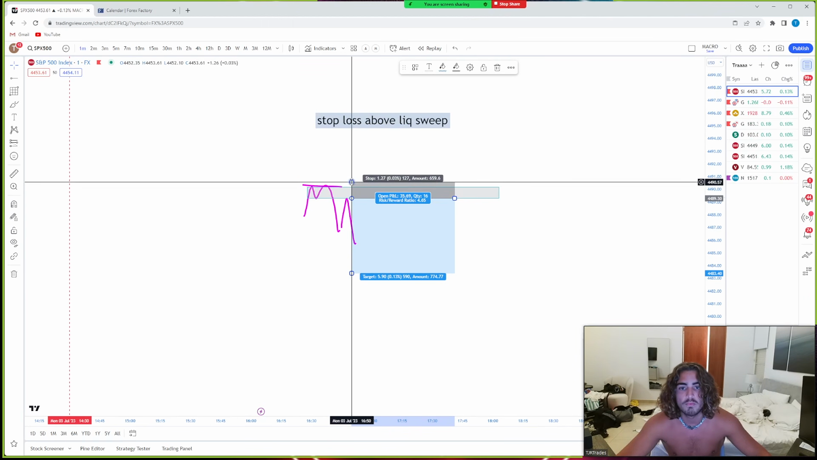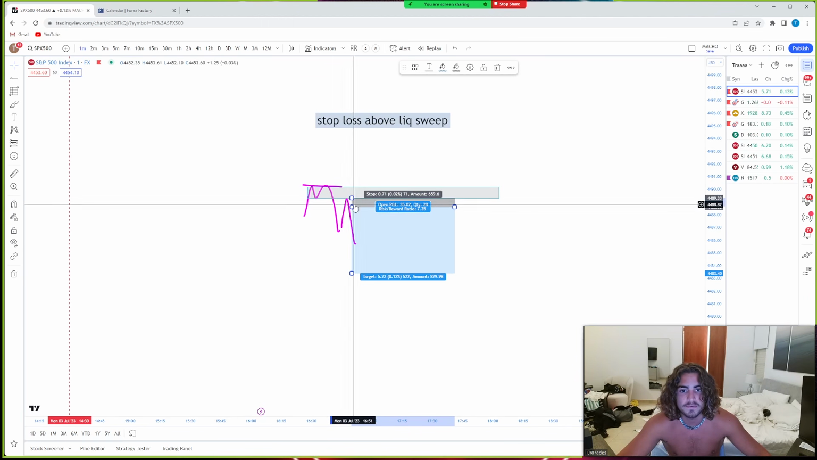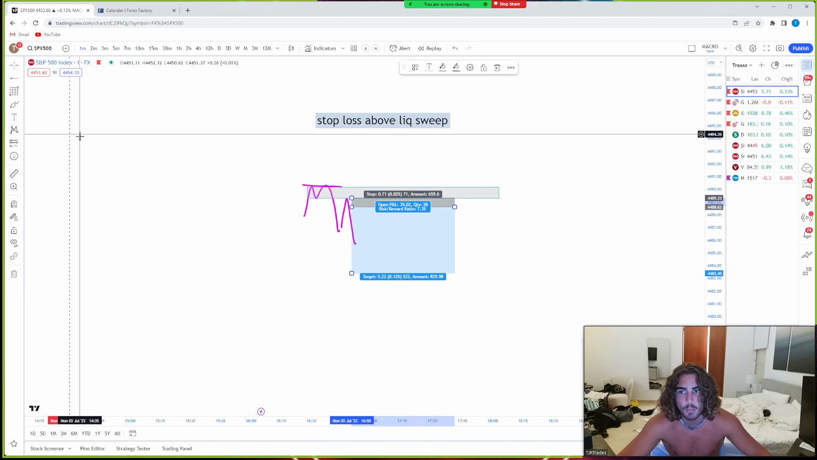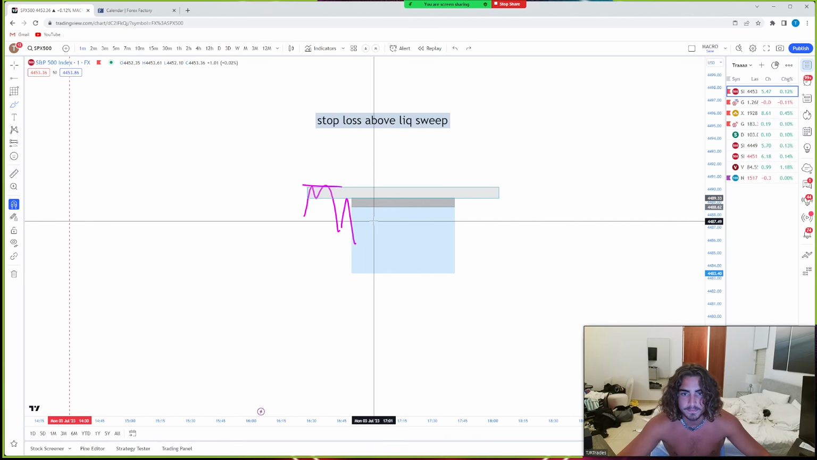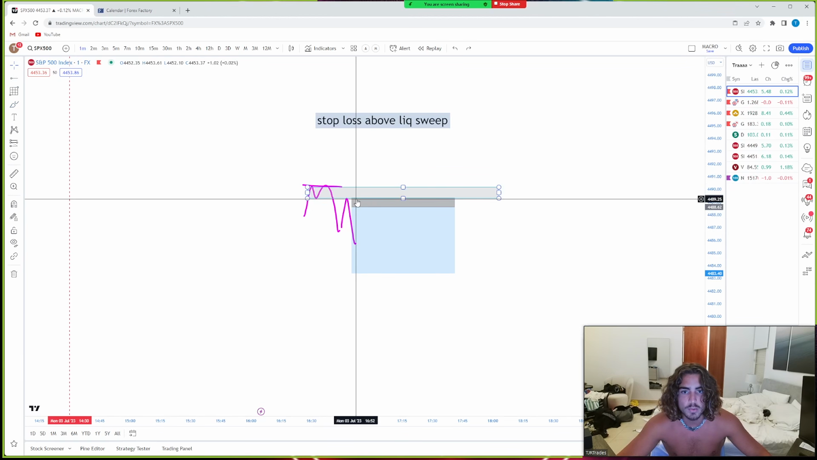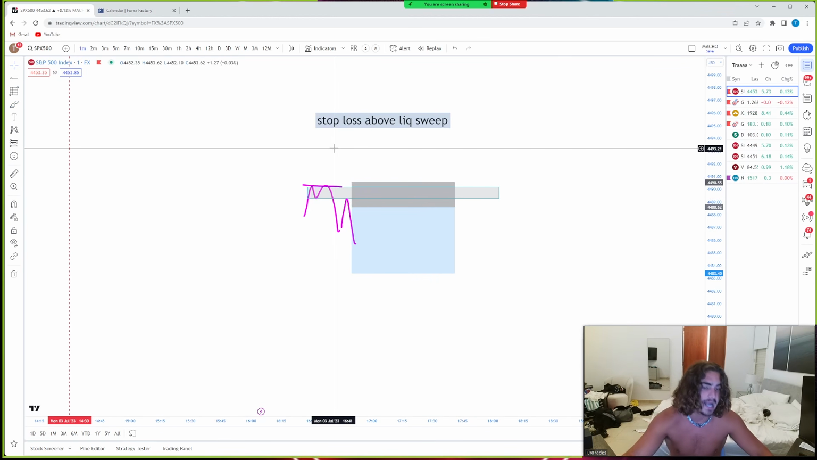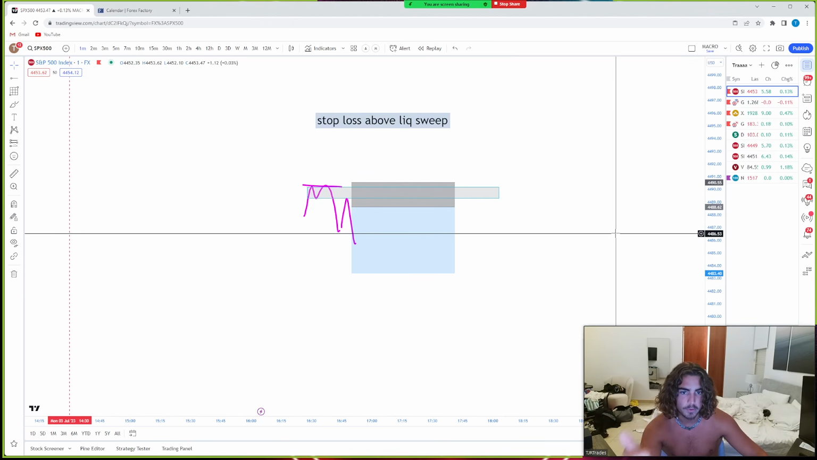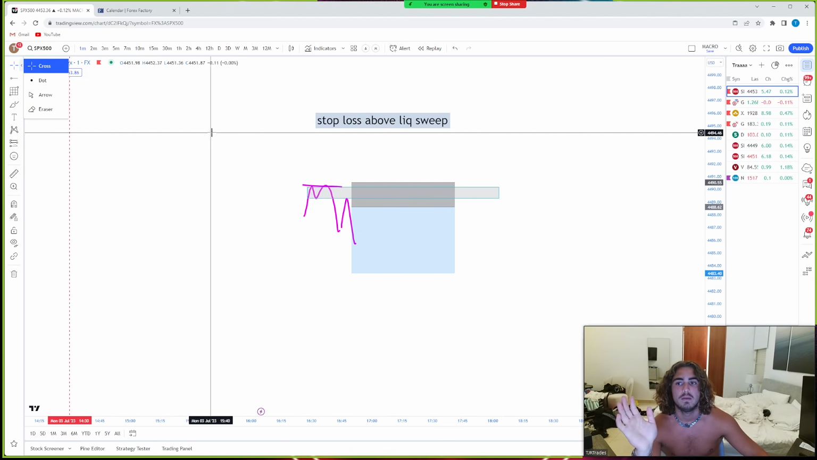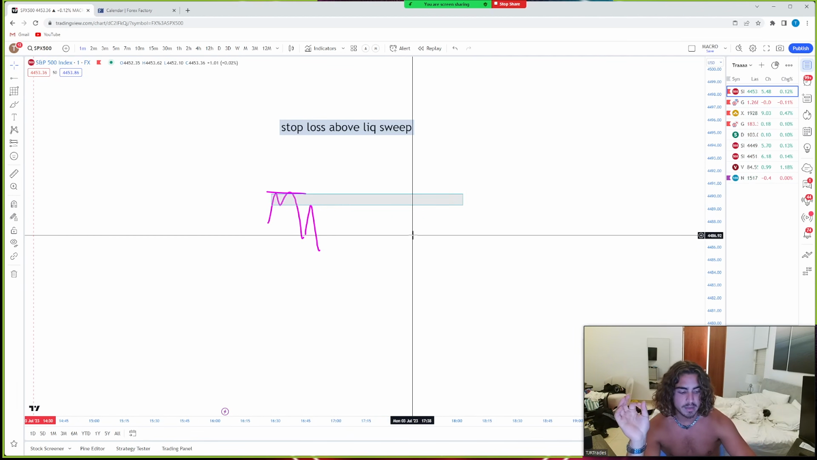It should not be right above this high. Let's say you enter off of this, it should not be right above this high. Why? Because price could easily come back a little bit higher and then come back down. You want price to be above the liquidity sweep because that's where price would be invalidated for us. Cool? Okay. Moving forward, what are some exceptions?